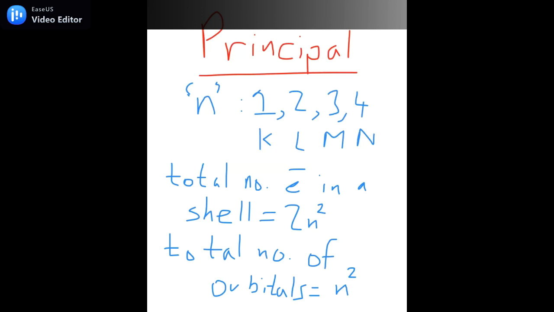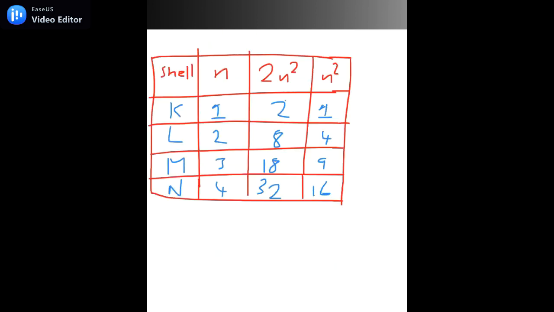So for example, the first shell K has principal quantum number 1. So the number of electrons will be 2 times 1 squared, which is 2, and the number of orbitals will be 1, as we did earlier. And then same for 2, 3, and 4. And I've shown that here. So in the K shell, there are 2 electrons and 1 orbital. In the L shell, there are 8 electrons and 4 orbitals. In the M shell, there are 18 electrons and 9 orbitals. And in the N shell, there are 32 electrons and 16 orbitals.